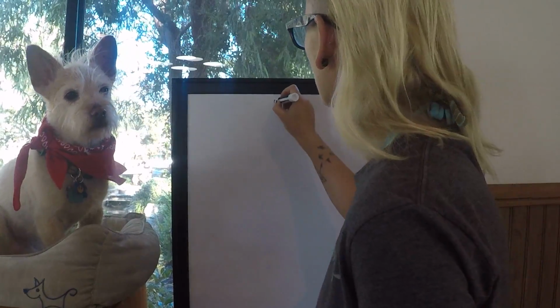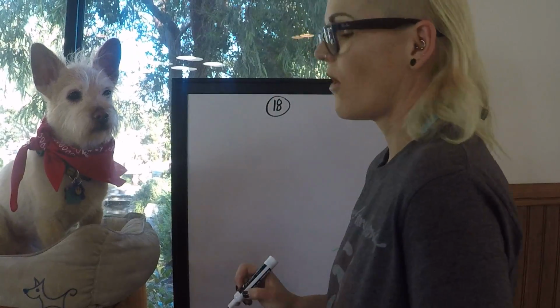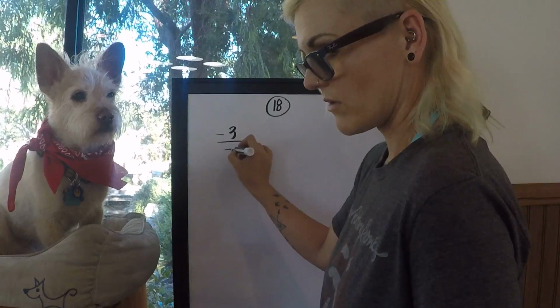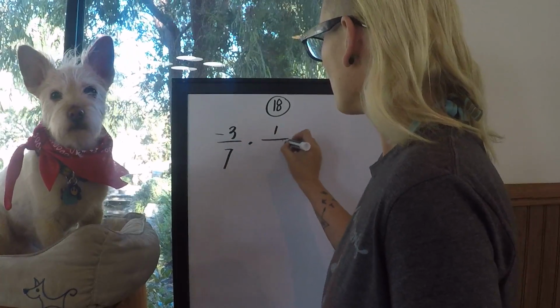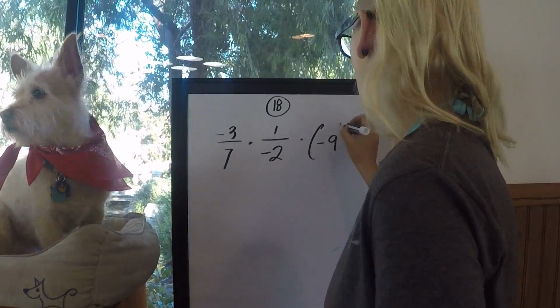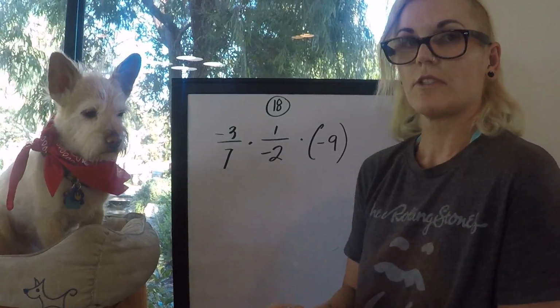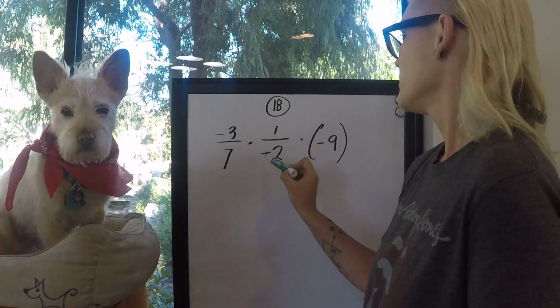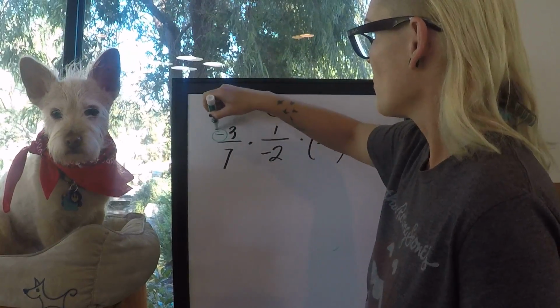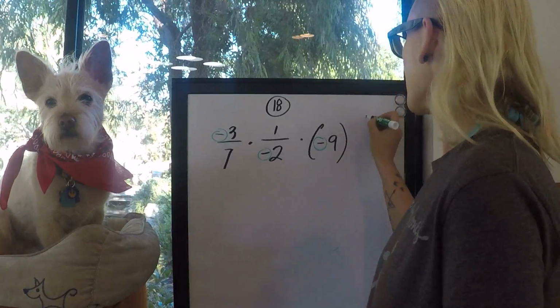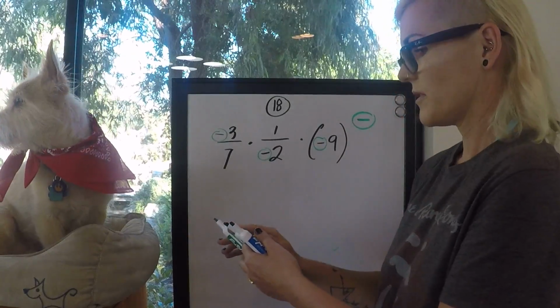Okay, so number 18. Now we're going to use all of those steps. Number 18, I've got negative 3 over 7 times 1 over negative 2 times a negative 9. Let's figure out the sign first. Step 0, figure out the sign. So 1, 2, 3. I've got 1, I've got 2, I've got 3. That's an odd number. My answer is going to be negative.